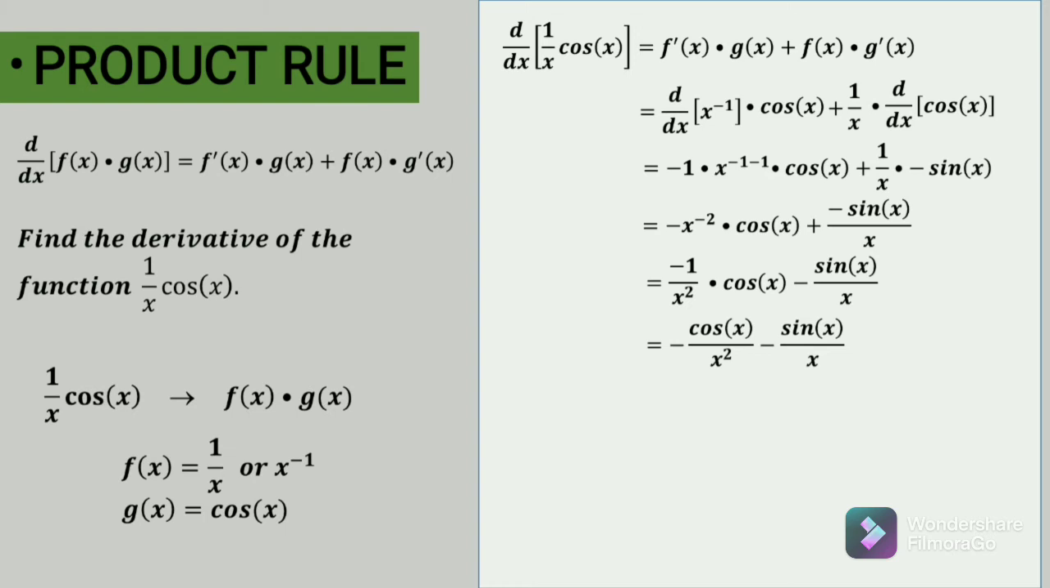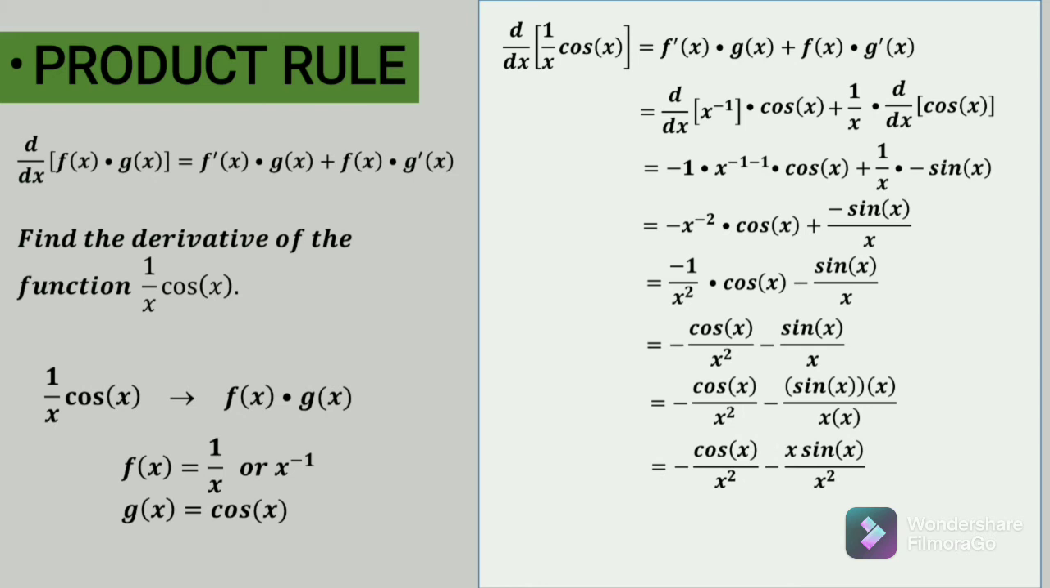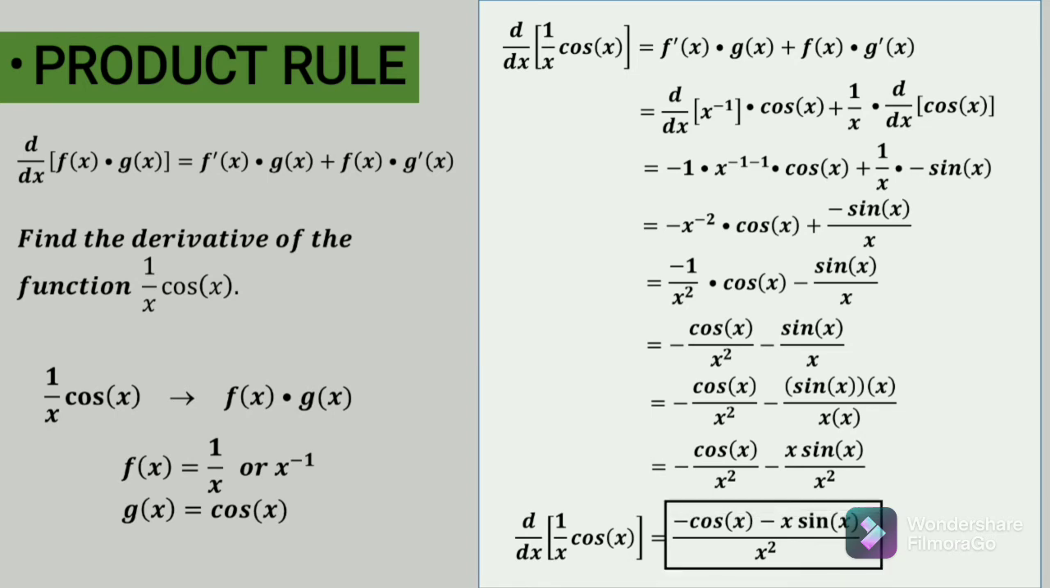So then let's simplify. Since the denominators of these two expressions are not the same, let's multiply sine of x by x and x times x to make their denominators the same. So we have the same denominator, and we have negative cos of x minus x sine of x over x to the power of 2. So the derivative of the function 1 over x cos of x is negative cos of x minus x sine of x over x squared.